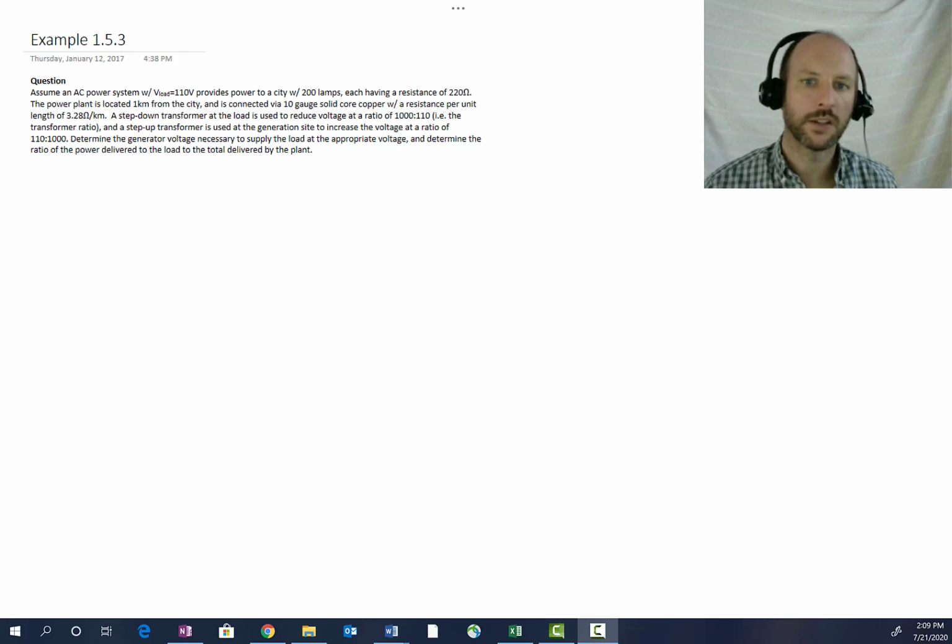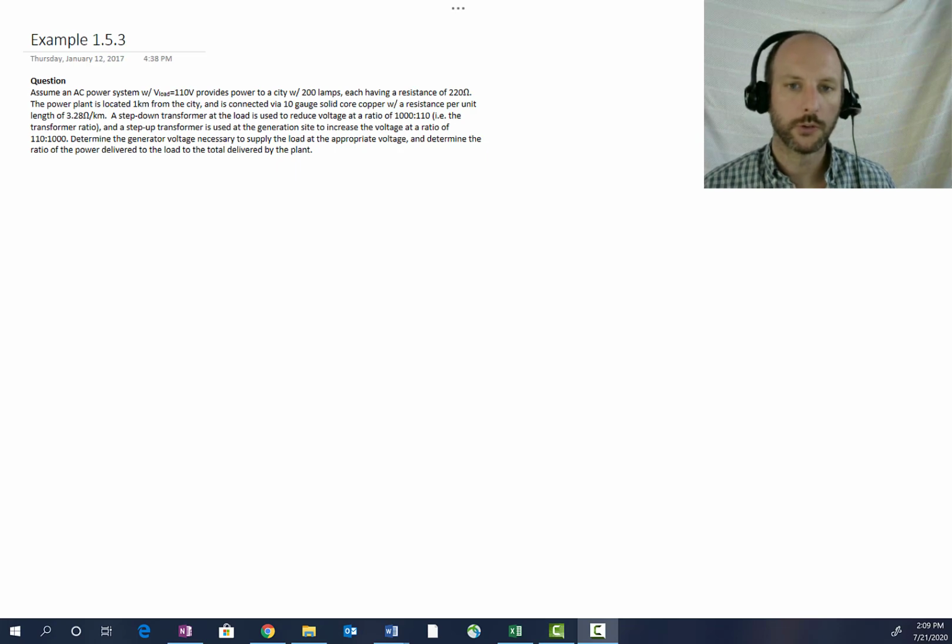1.5.3. Assume an AC power system with a load voltage of 110 volts provides power to a city with 200 lamps, each of the lamps having a resistance of 220 ohms. The power plant is located 1 kilometer from the city, and it is connected via 10 gauge solid copper core wire that has a resistance per unit length of 3.28 ohms per kilometer.